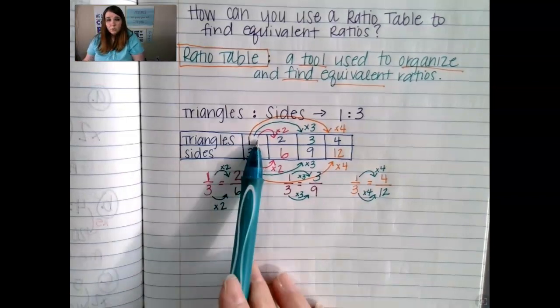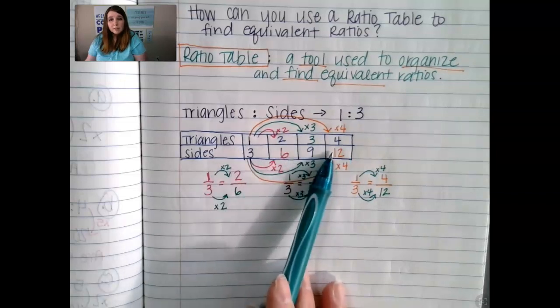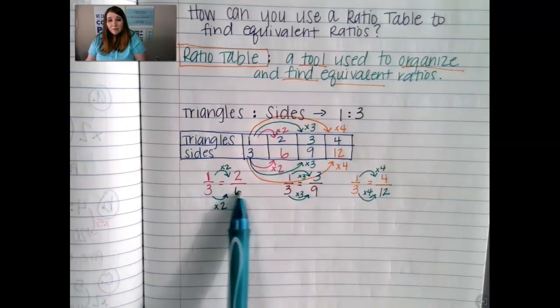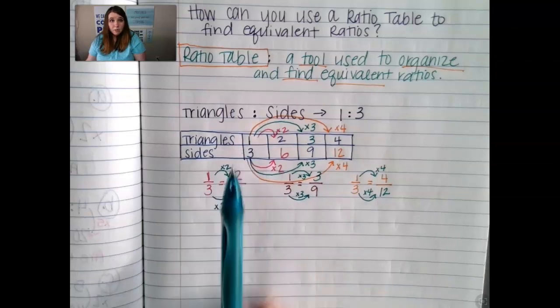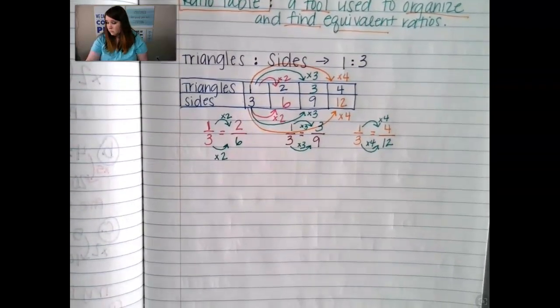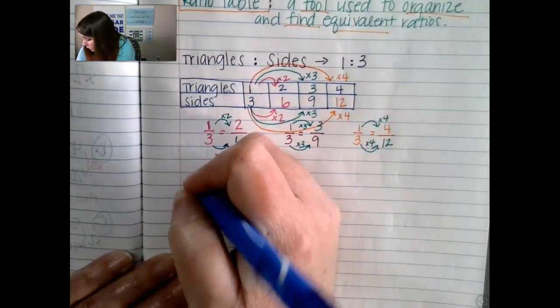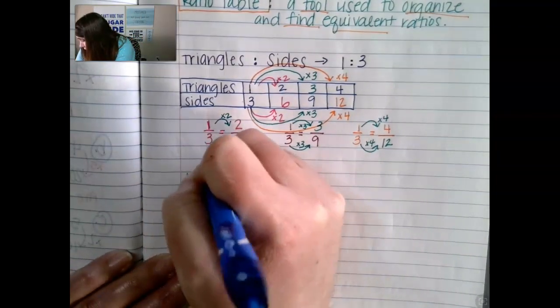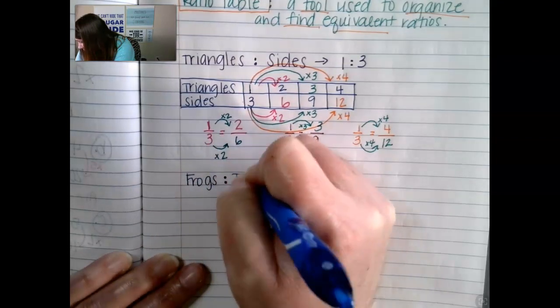So this tool right here allows us to just use the boxes to move our ratios forward and to find equivalence. We don't even have to do all of this. We could just write out the ratios down below. So let's do another one and see how that works. So let's compare frogs and toads. So we're going to compare frogs to toads.